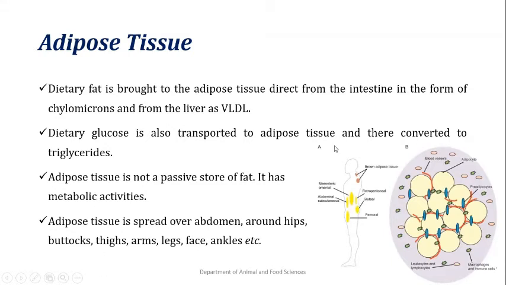Adipose tissue is commonly known as body fat. It is found all over the body. It can be found under the skin, which is called subcutaneous fat, around internal organs, which is called visceral fat, between muscles, within bone marrow, and in breast tissue. So we can find adipose tissue in many places in the body.